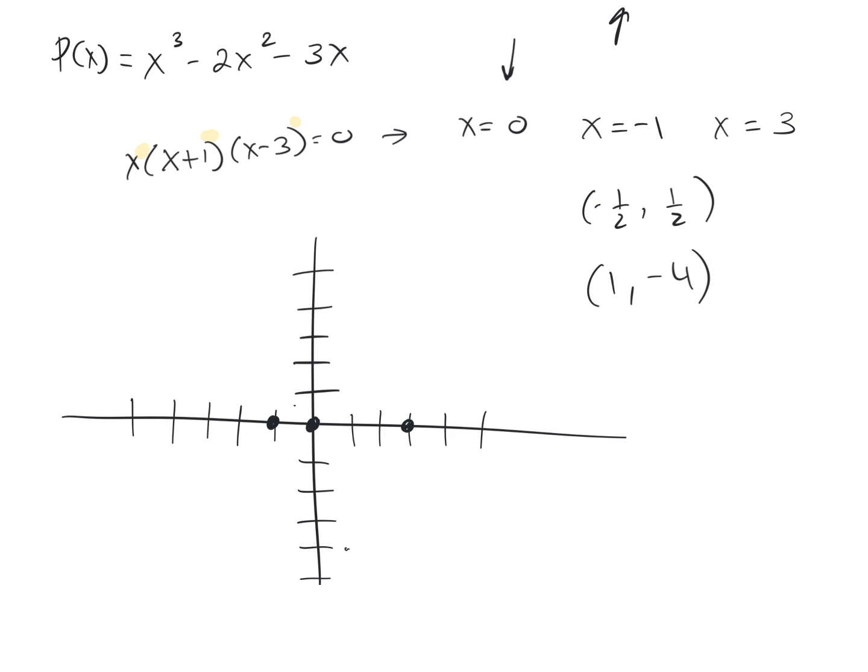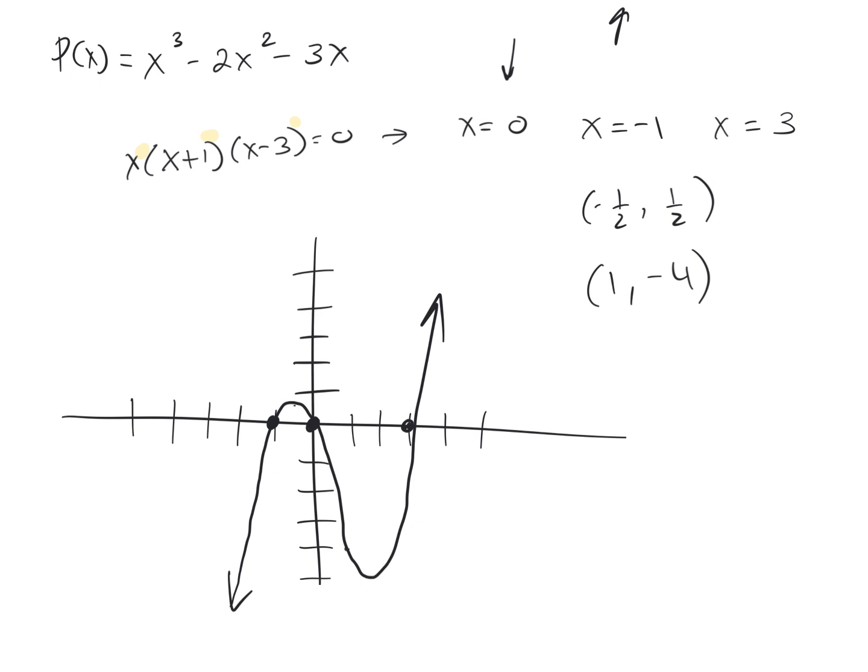Let's start with the end behavior. We're going to start from the bottom. Going to cross it because it's a multiplicity of 1. It's going to cross it because it's a multiplicity of 1. And then it's going to cross it again. So because they're all multiplicities of 1, or in this case an odd multiplicity, it crosses through the x-axis.